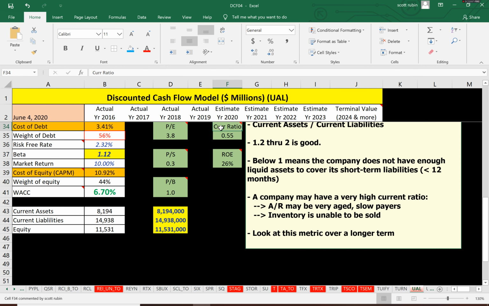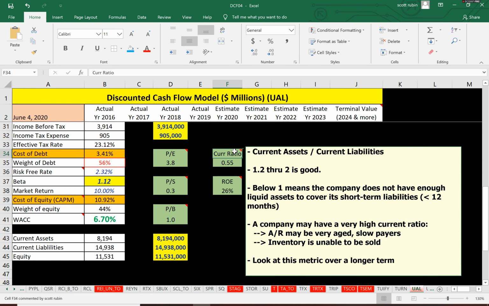The current ratio under 1 is problematic, and they're under 1. They're 0.55. So this is a big issue, because below 1 means the company does not have enough assets to cover their short-term liabilities.